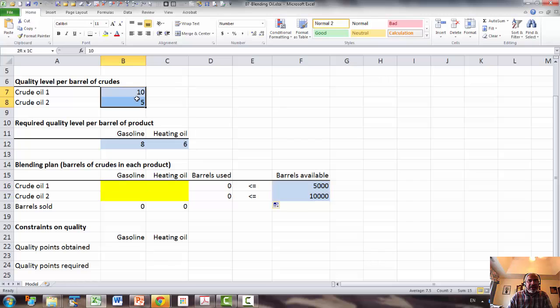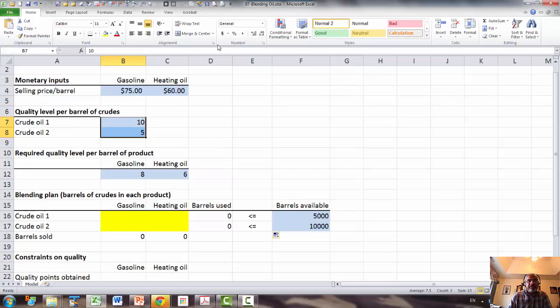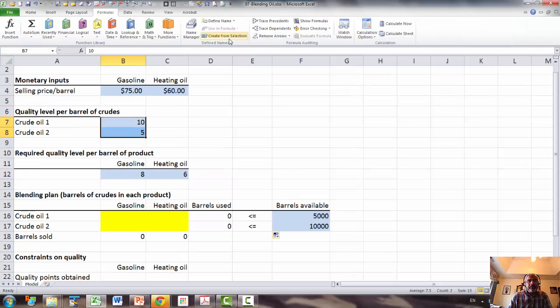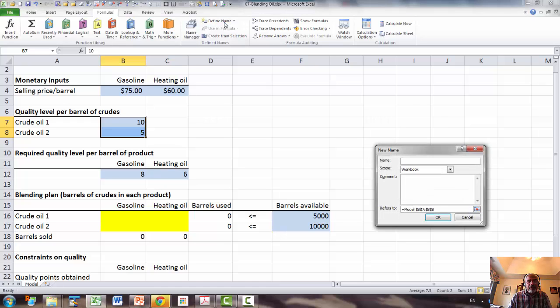So let's give a name for this. We have to define a name here. We'll use quality points per barrel.